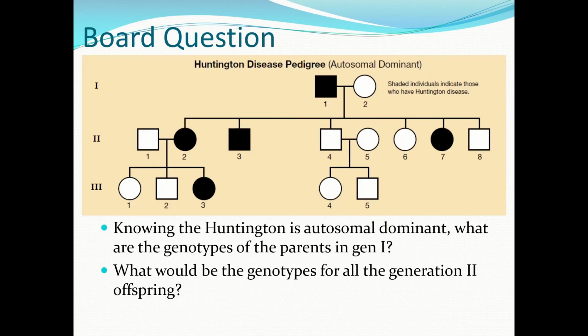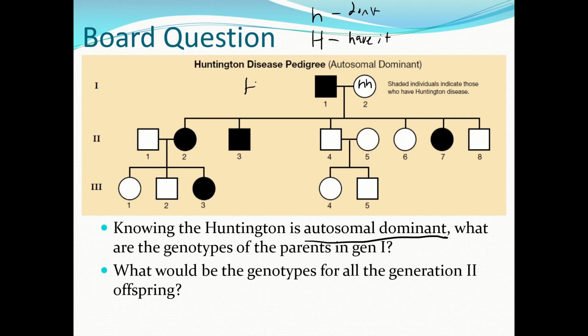Okay, so let's do a board question. Pause it, answer these two questions, watch me go through it. So Huntington's is autosomal dominant. What are the genotypes of the parents? This means you have it, and this means you don't. So the only way not to have it is to be two little h's.